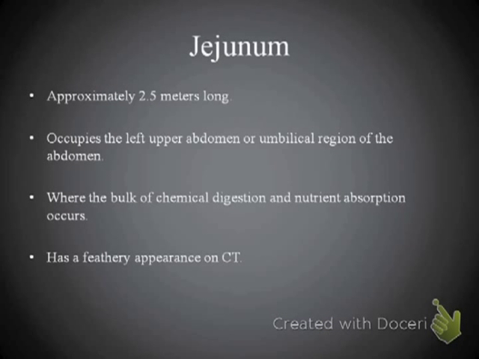The jejunum, on the other hand, is approximately 2.5 meters in length. So keep that in mind, that it's around 2.5 meters. So around about 7.5 feet. It occupies the left upper abdomen or umbilical region of the abdomen, and it's where the bulk of chemical digestion and nutrient absorption occurs.